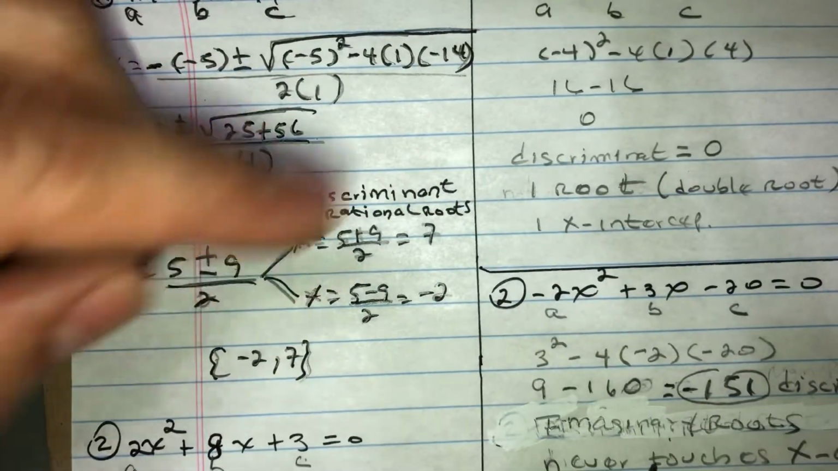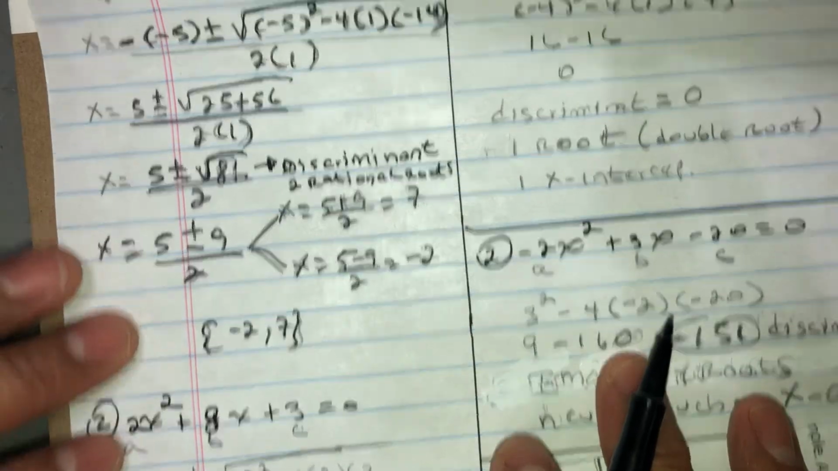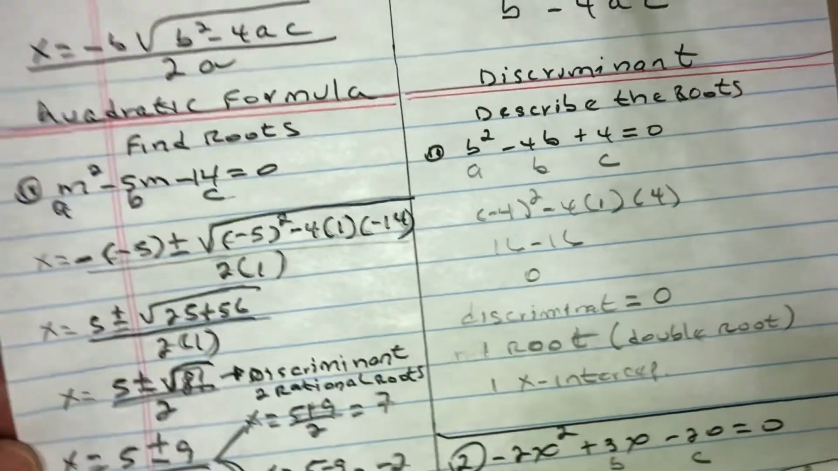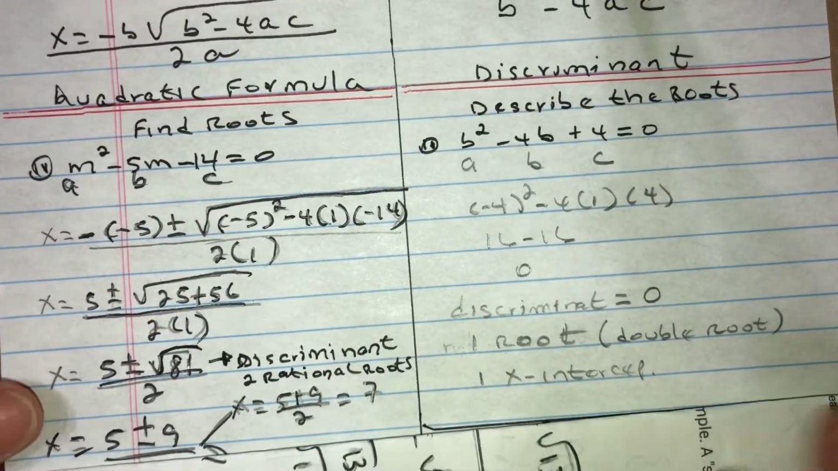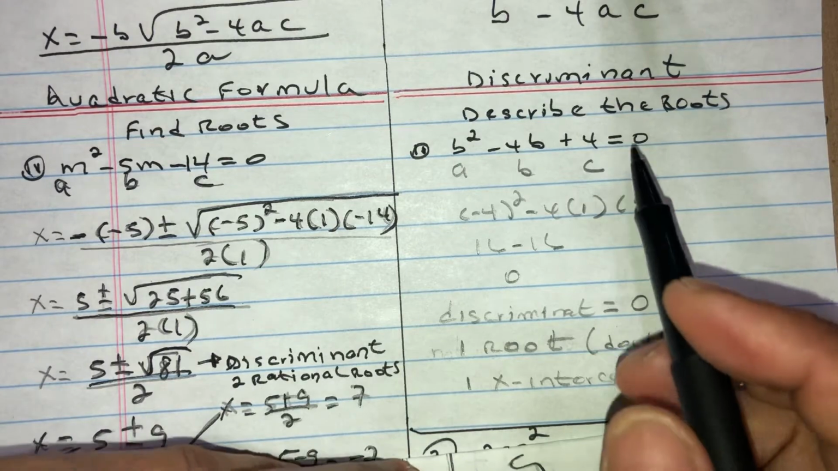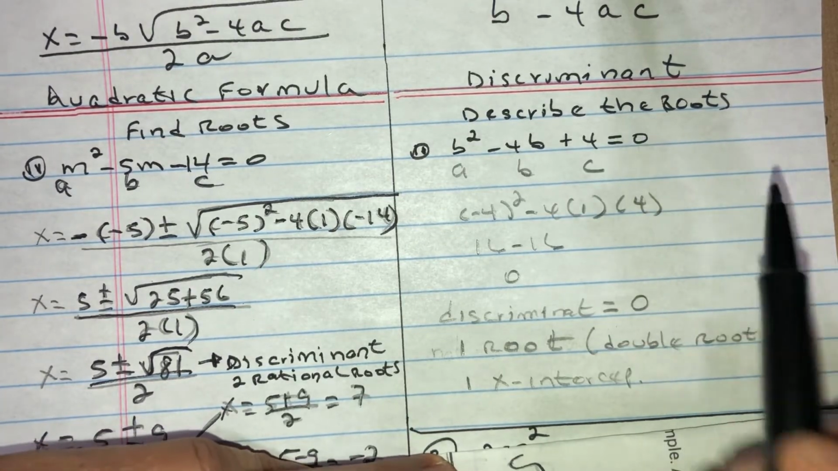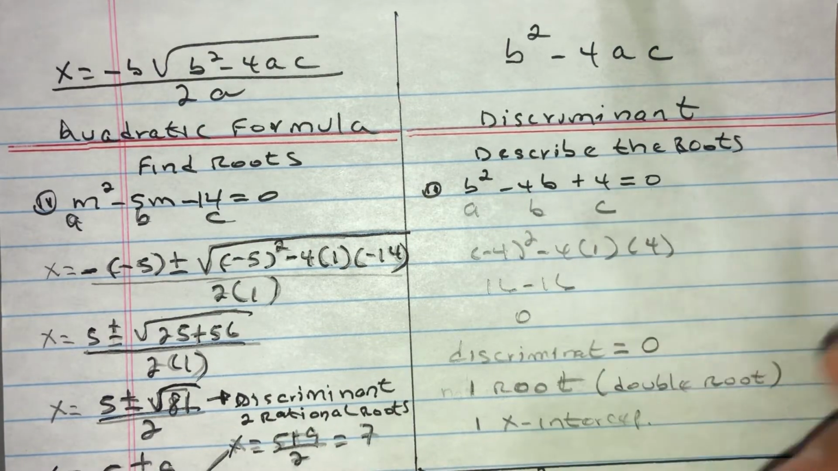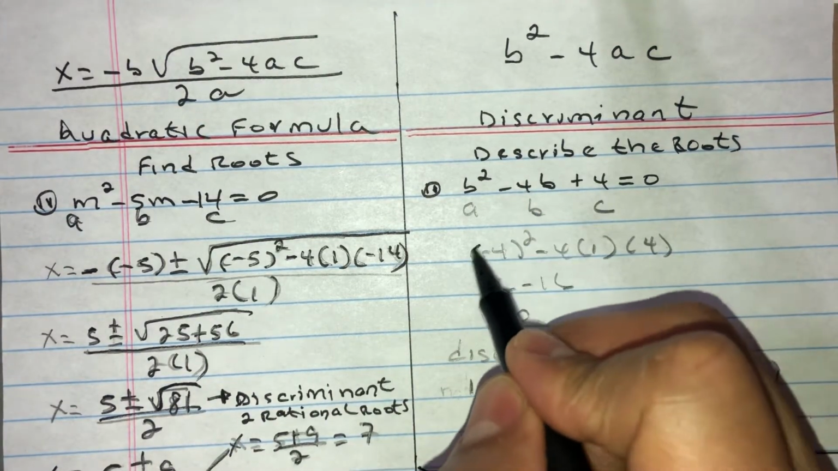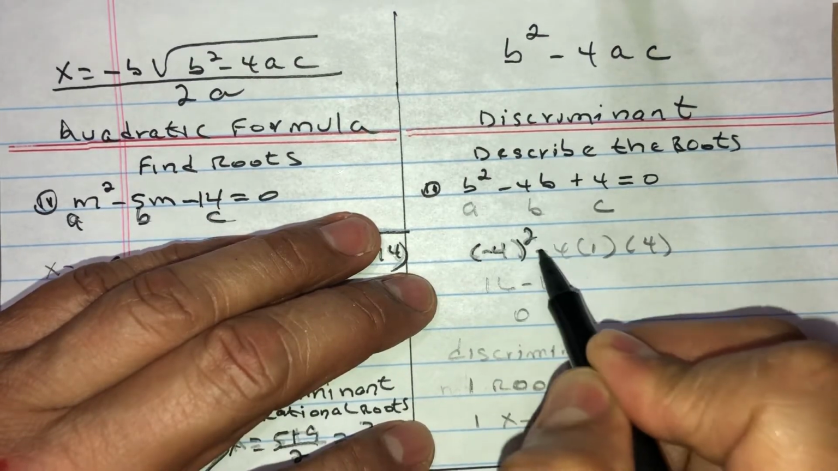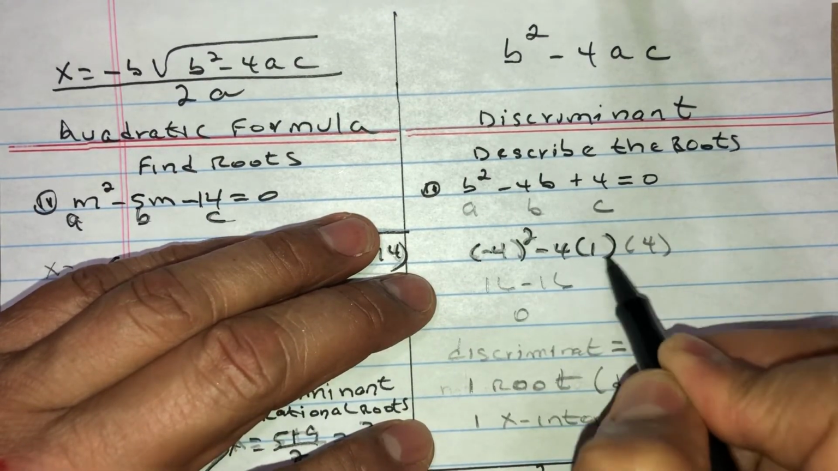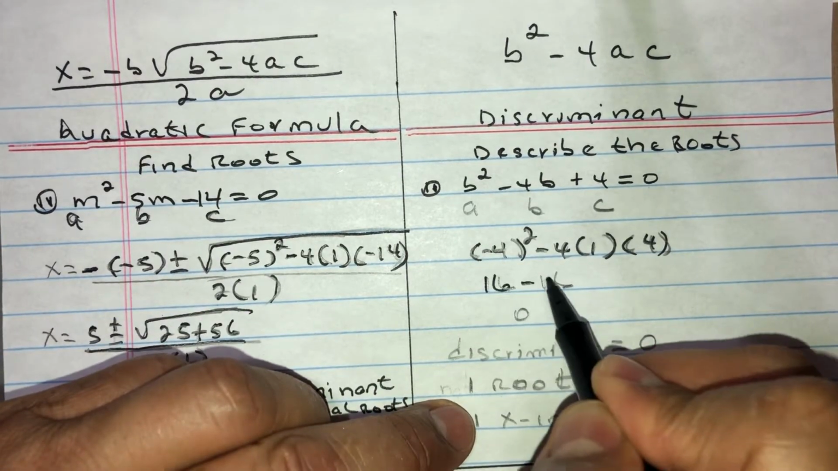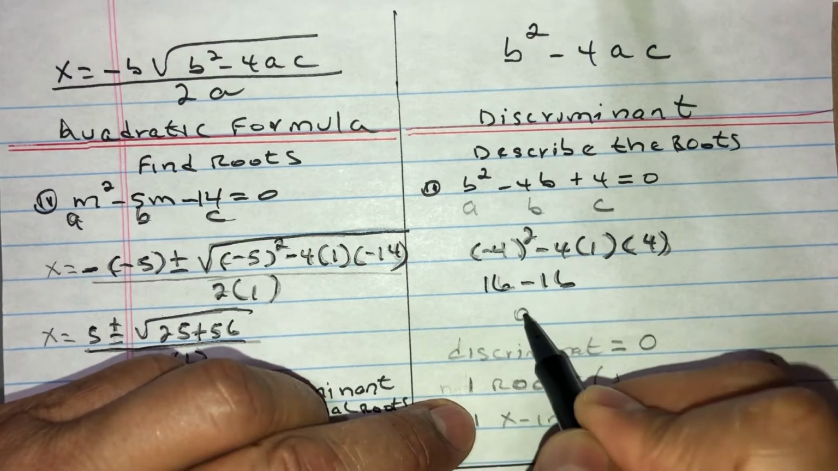Now, before I go to that one, let me do the discriminant now. Let's go to the second problem on the right-hand side. Discriminant will ask you to describe the roots. So the only thing you have to do is concentrate on the inside part of the formula, which is b squared minus 4ac. So b here is negative 4, so you have to put it in parentheses, all right? Minus 4 times 1, which is the value of a, times 4, which is the value of c. And when you do that, you end up having 16 minus 16, which is 0.